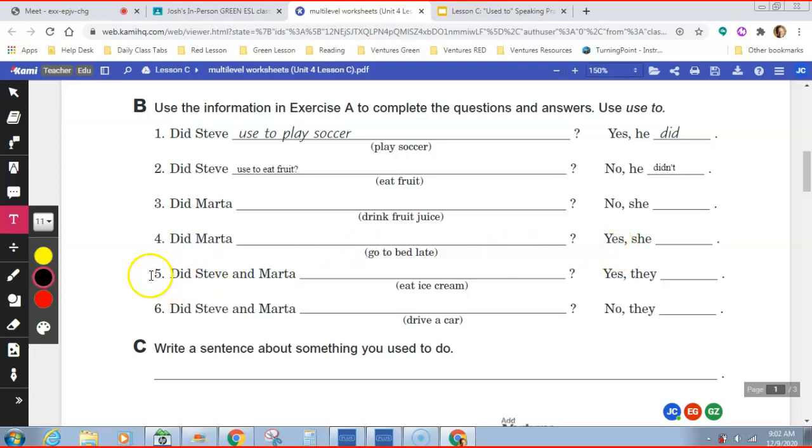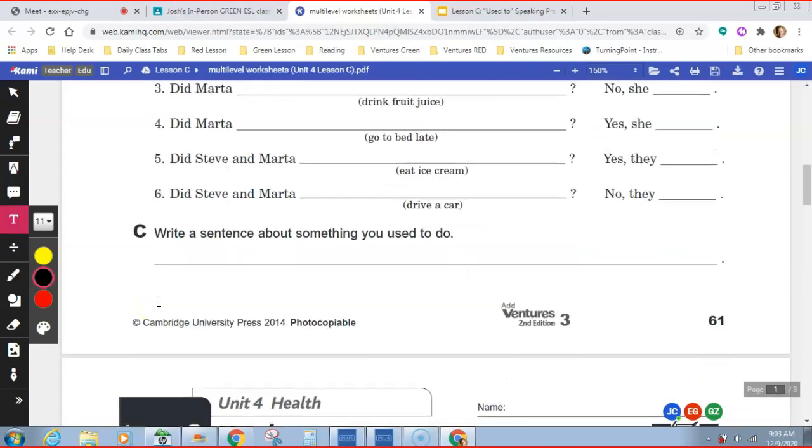Marianne? Did Steve and Martha use to eat ice cream? Yes, they did. Good. Geetha, which number? 6. Did Steve and Martha use to drive a car? No, they didn't. Nice.